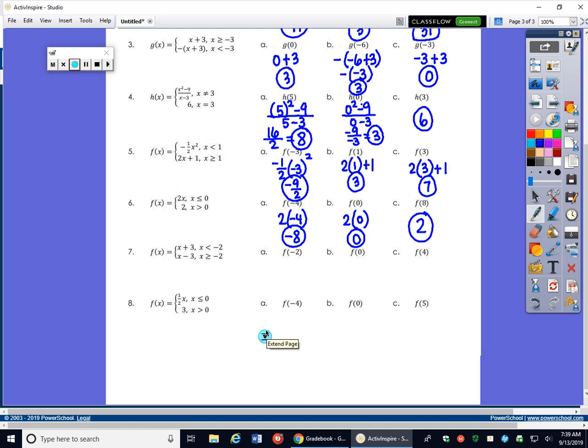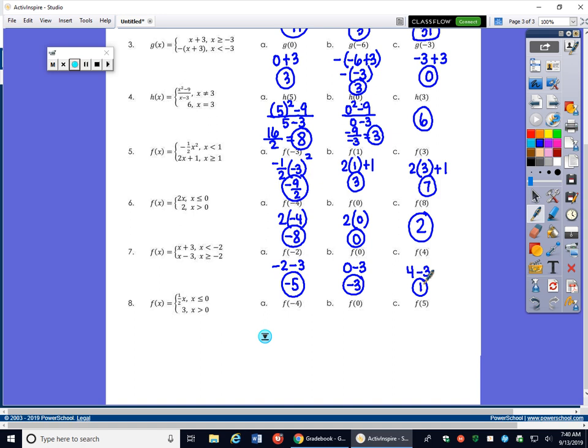Number 7, negative 2 is when it's equal to, so that's the bottom equation. So negative 2 minus 3 becomes negative 5. 0 is when it's greater than or equal to negative 2, so that's again the bottom equation. So 0 minus 3 is negative 3. And 4 is when it's greater than or equal to negative 2. So that's again the bottom equation. So that's going to be 4 minus 3, which is 1.